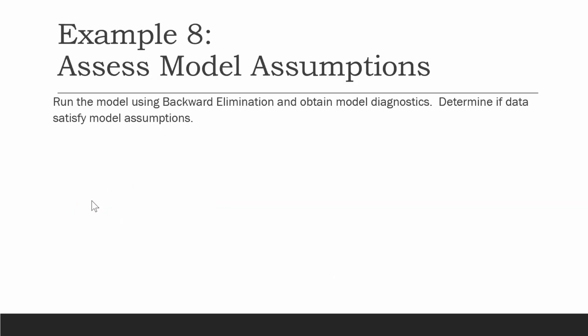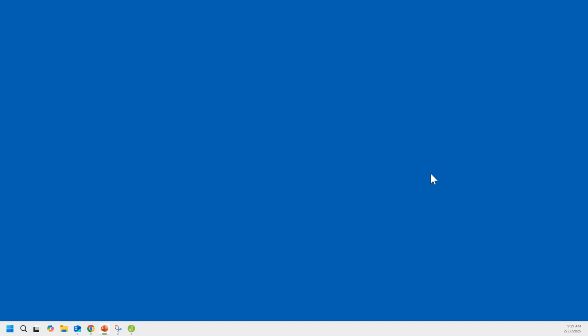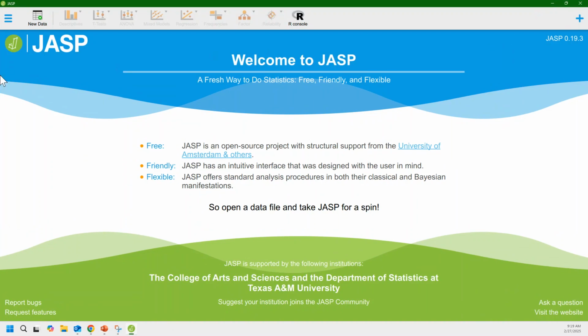Now what we're going to do is go to JASP. We're going to run the model using backward elimination. And then we're going to obtain the model diagnostics. Some people call looking at the model assumptions conducting model diagnostics, seeing if this model satisfies all of those assumptions. And so I'm going to go to JASP here.